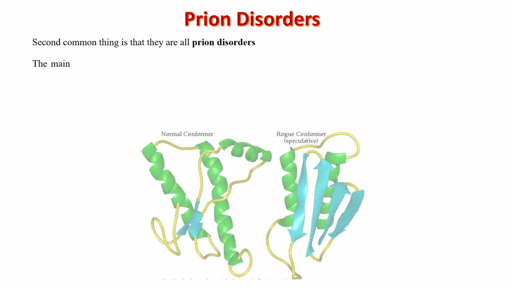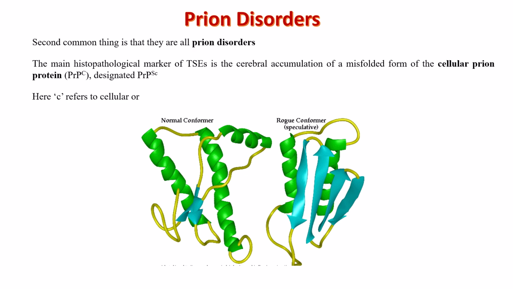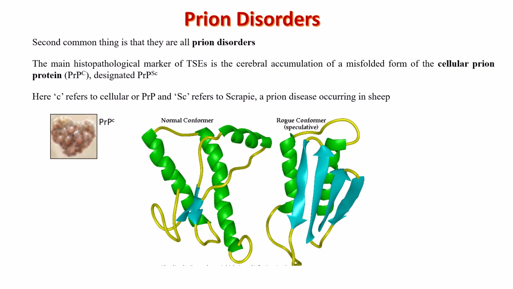The second thing common to all these disorders is that they are all prion disorders. The main histopathological marker of TSEs is the cerebral accumulation of a misfolded form of the cellular prion protein PrPC, designated PrPSc. Here C refers to cellular or PrPC and Sc refers to Scrapie, a prion disease occurring in the sheep.